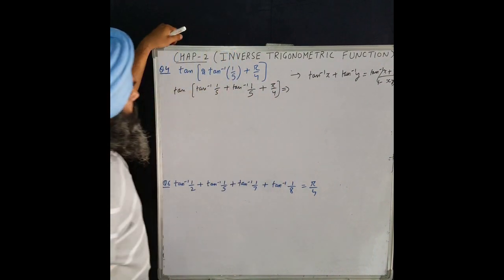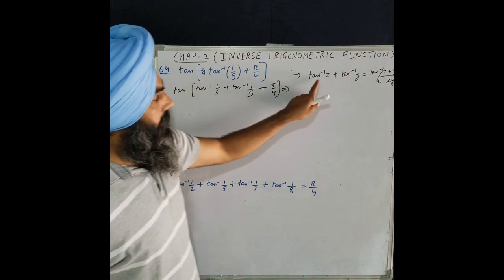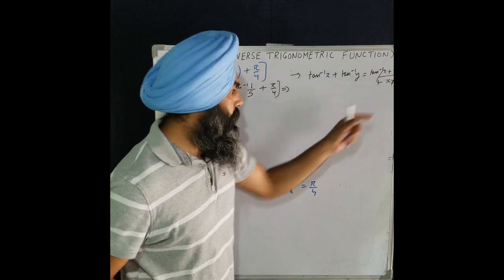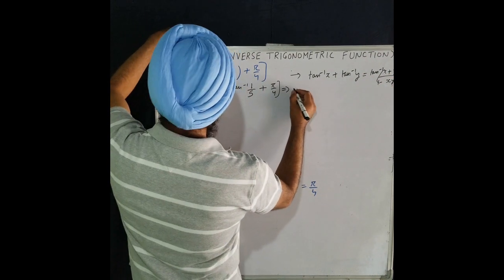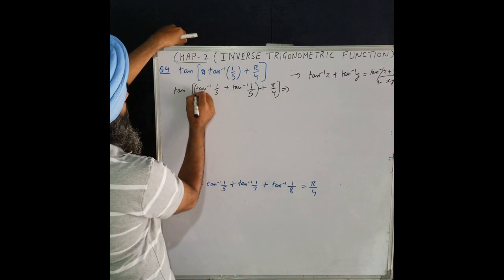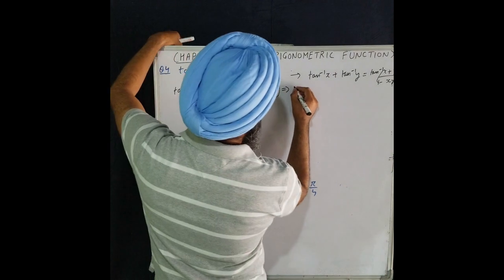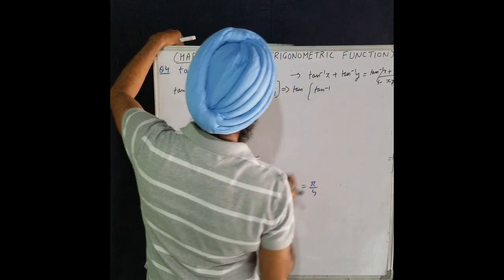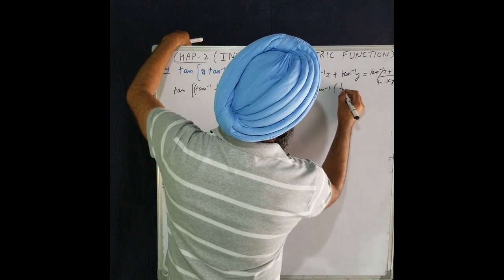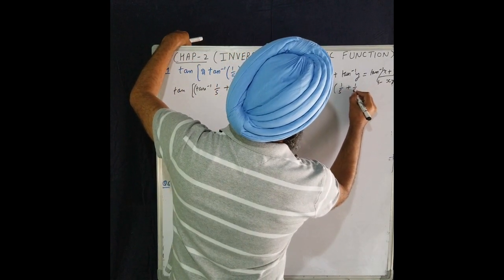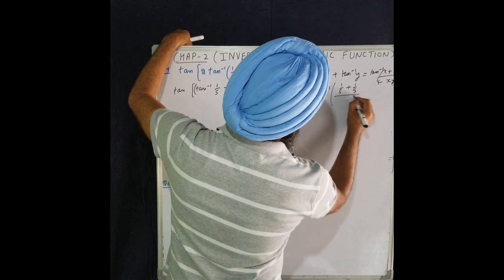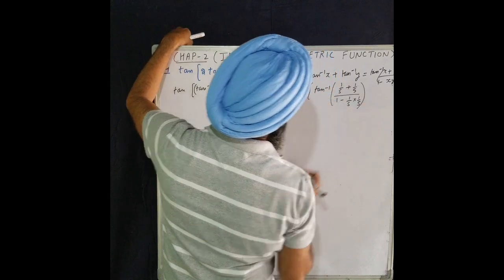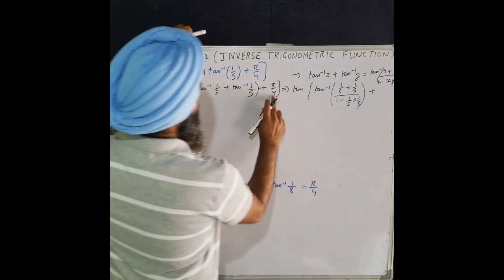If we apply this formula, tan inverse x plus tan inverse y equals tan inverse x plus y upon 1 minus xy. So apply this formula in this bracket, in this part. At this part it comes out tan inverse 1 by 5 plus 1 by 5 upon 1 minus 1 upon 5 into 1 upon 5, plus pi by 4.